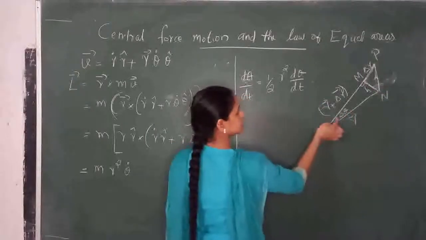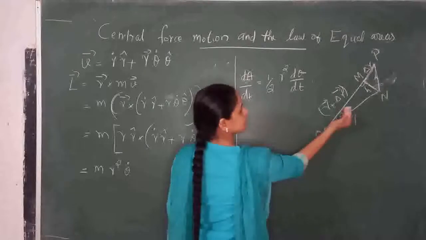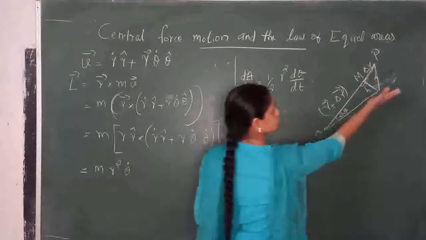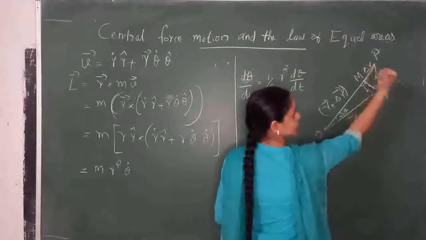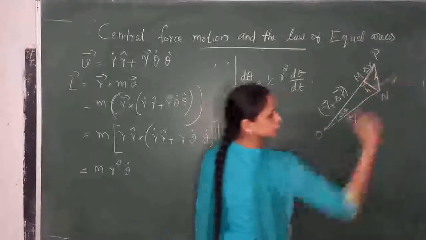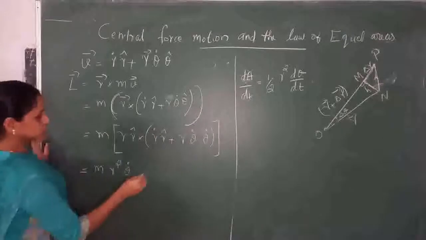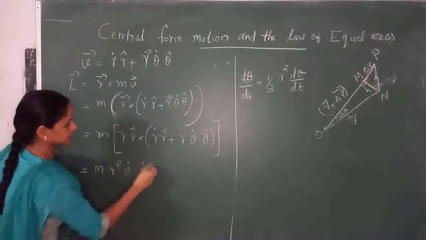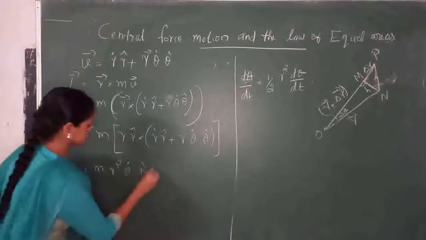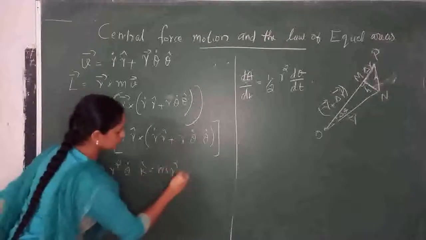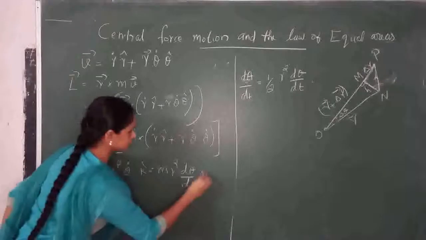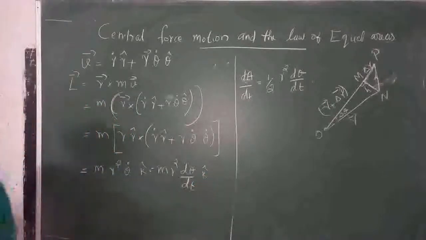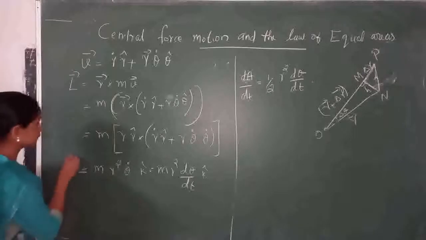Theta is moving from here to here, so this is the theta direction. From r, extending to the theta direction, the direction of the cross product should be out of the plane. So this is k cap, which is equal to m into r square into d theta by dt, since theta dot is d theta by dt, in the k cap direction. So this is actually the angular momentum.